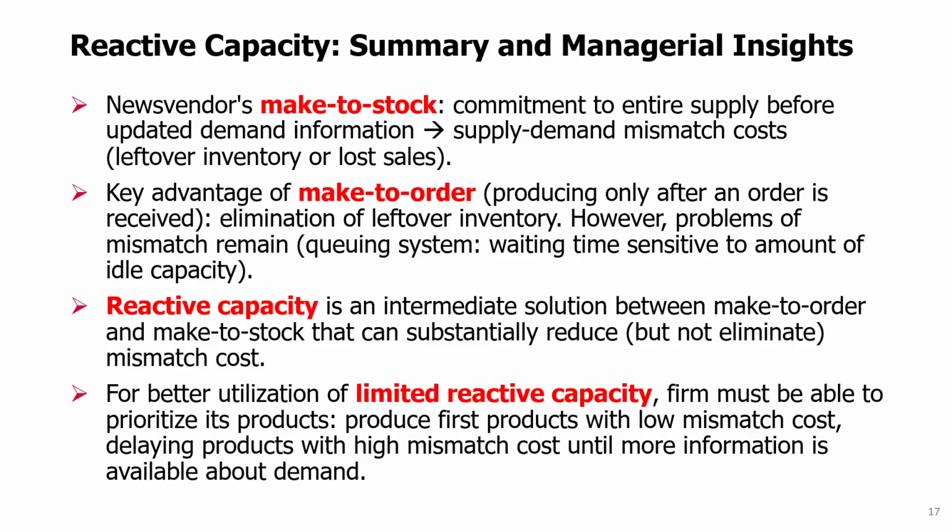And in the second example, we saw a limited reactive capacity, and we saw that a firm must be able to prioritize its products. Roughly, we should produce first those products that have low mismatch cost and delay products with higher mismatch cost. In our case, we actually consider mismatch cost per quantity, so per unit ordered, and we delayed products with a higher ratio until more information is available about the demand.